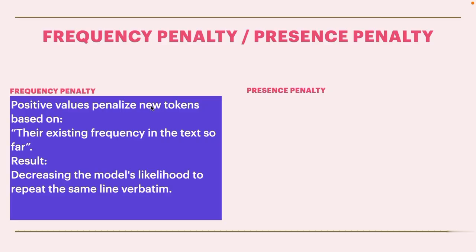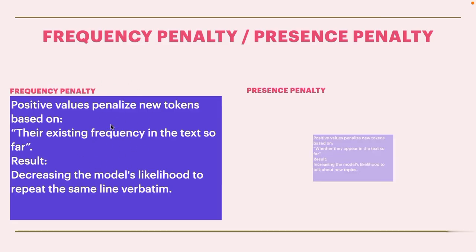So if a certain token has appeared so far 5 times in the prompt response, later on that specific token is going to be less likely to appear again, because we will apply a penalty to that token which is proportionate to the number of times that token has appeared so far. And you will see this in detail when we cover the examples.